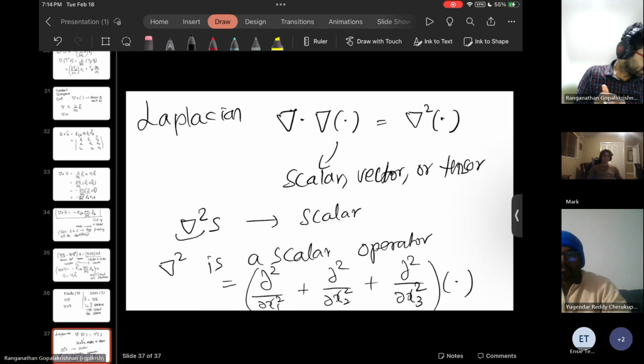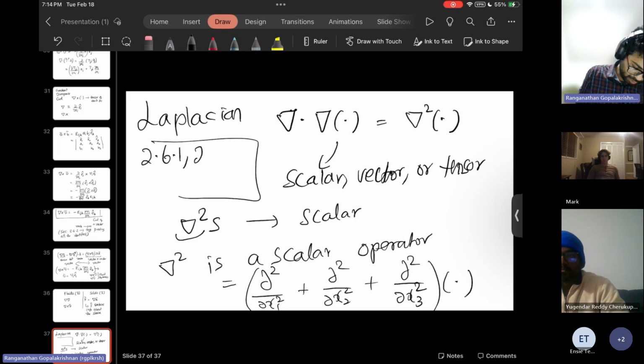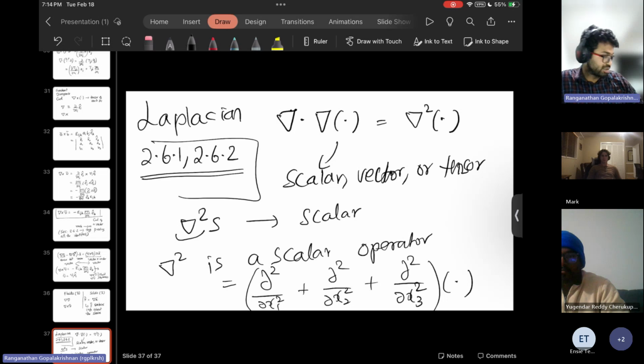Everything that I talked about today is section 2.6.1 and 2.6.2. That is the discussion on Cartesian operators, that is these differential operators in Cartesian coordinates. The same operators, that is gradient, curl, divergence, Laplacian, in curvilinear coordinates like cylindrical or polar is also important, and I don't want to rush this in the last 10 minutes.